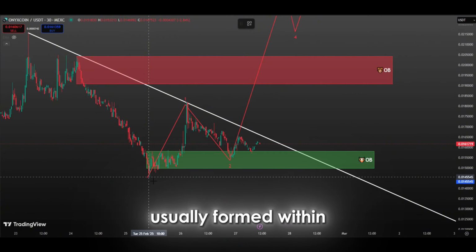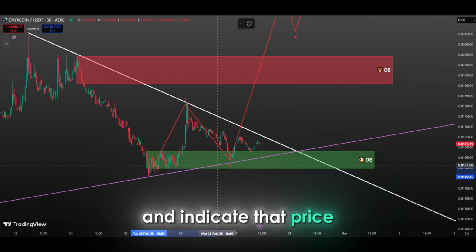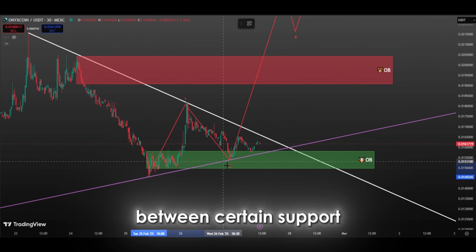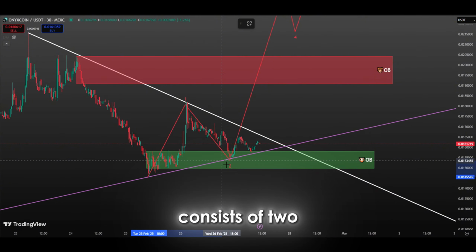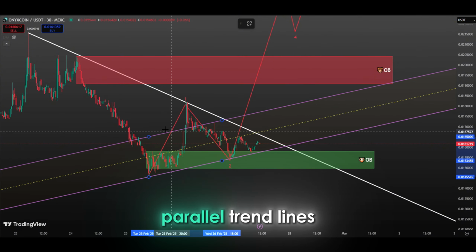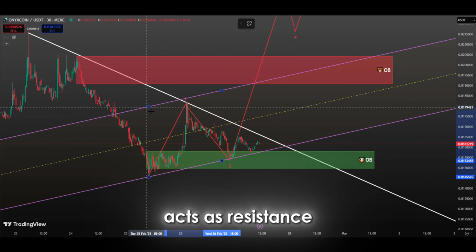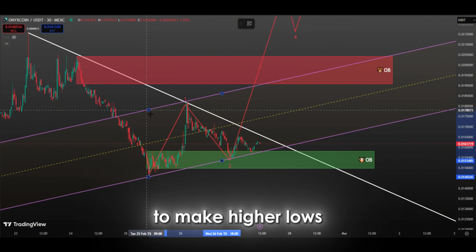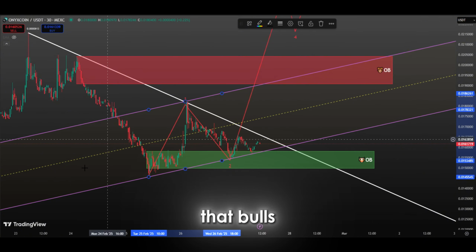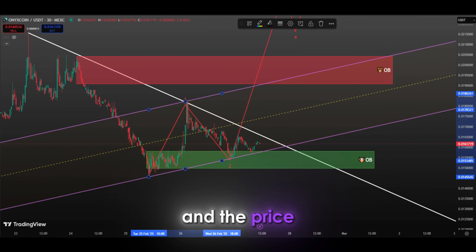Another notable structure on the chart is the ascending channel pattern. Such channels are usually formed within an uptrend and indicate that price action is fluctuating between certain support and resistance levels. The ascending channel consists of 2 parallel trend lines. The upper line acts as resistance, allowing the price to make higher highs, while the lower line acts as support, allowing the price to make higher lows. This structure indicates that bulls are dominating the market and the price is in an overall uptrend.